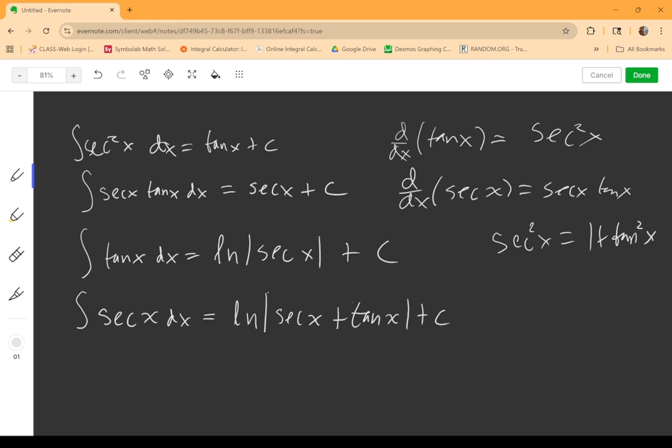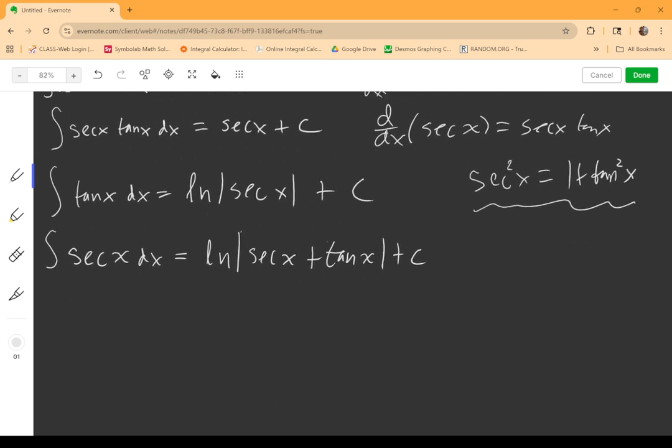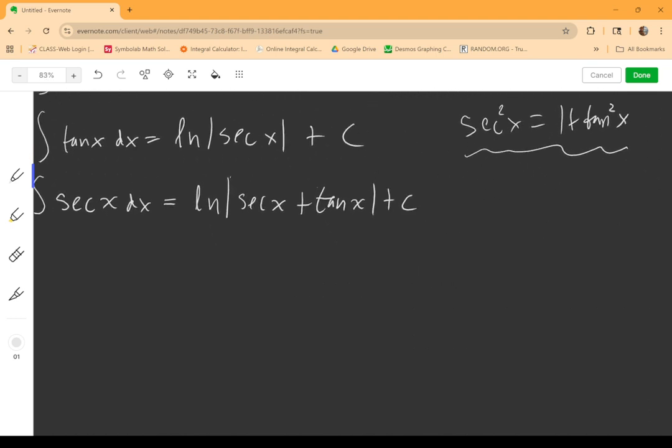The integral of secant x is not a straightforward substitution. It's a bit more nuanced, the way that they find the natural log. But here, we'll just take it as fact that this is the integral of the secant of x. And our trig identity, secant squared x equals 1 plus tangent squared x, is derived from the Pythagorean identity, cosine squared x plus sine squared of x, where we divide through by cosine squared of x and simplify.